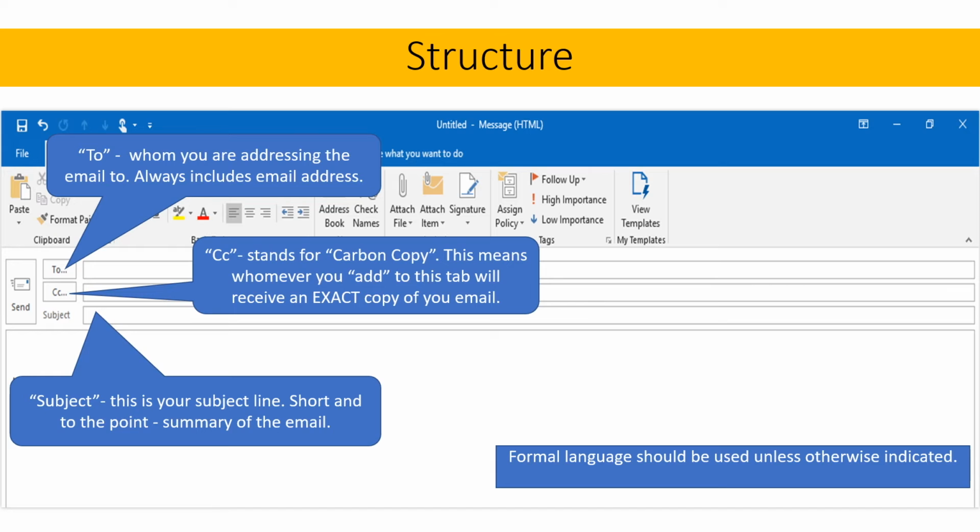Then we have CC. This stands for a carbon copy. So this means whomever you add to this tab will receive the exact copy of the email that you have written. Then we have the subject line. So this is a short and sweet, to the point, what is your email about? What is the summary of your email? And then just remember, formal language should be used unless otherwise indicated. Let's have a look at an example on the next slide.